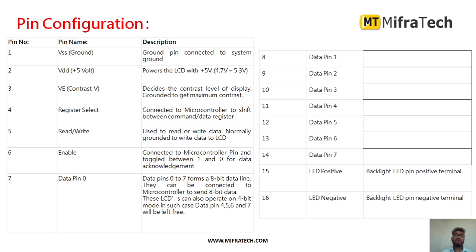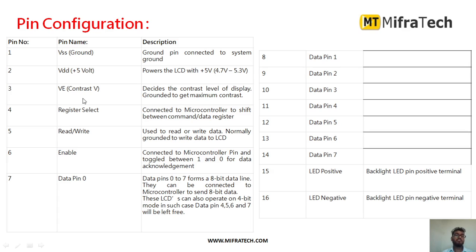So what are the pin configurations, like what are the different pins present in this 16x2 LCD display module? Mainly, pin number 1 is VSS, or ground. We have to connect it to the ground of the microcontroller which we are connecting. The next one is VDD, or you can also call it VCC, that is the power supply. We have to provide a power supply between 4.7 volts to 5.3. Generally we will provide a 5 volts DC supply for this.